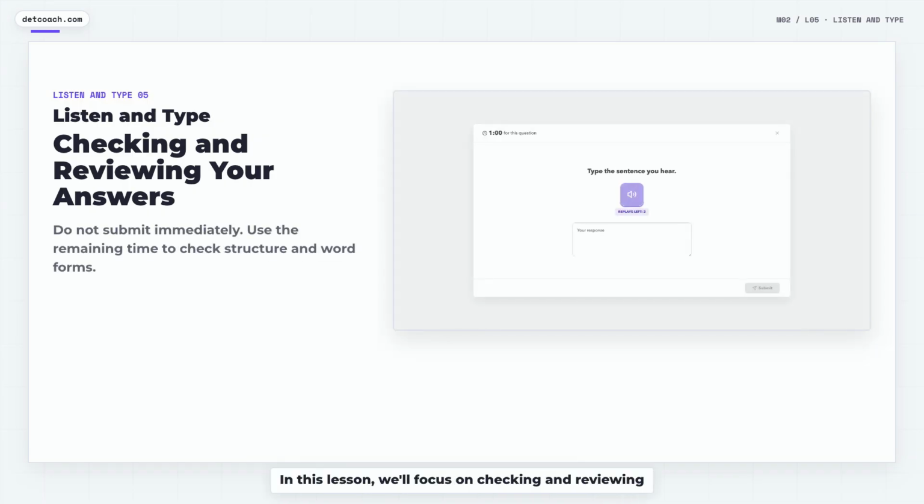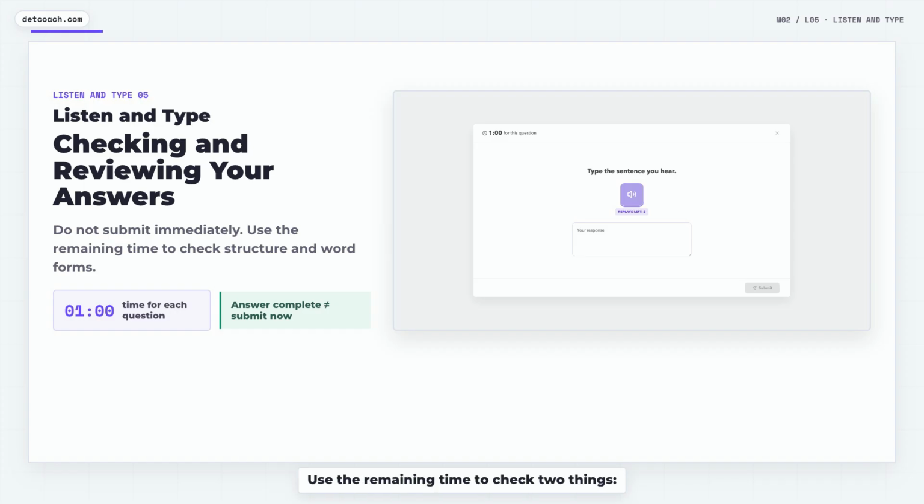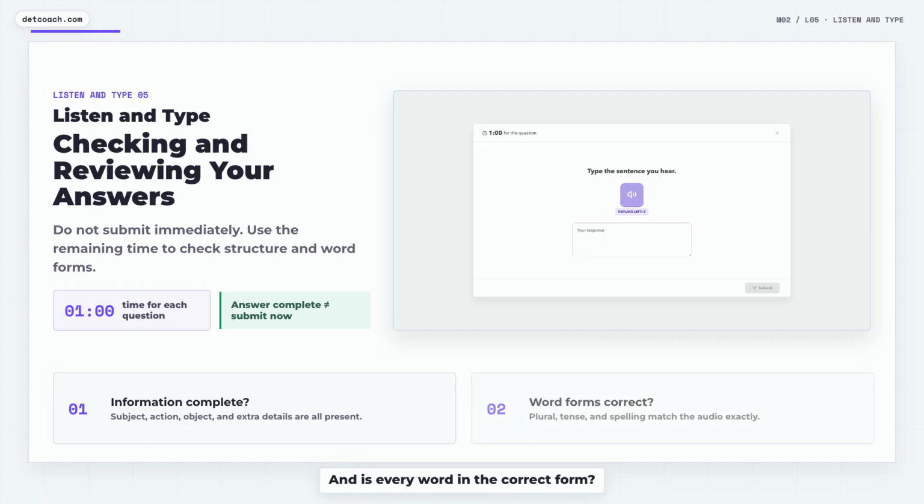In this lesson, we'll focus on checking and reviewing your listen and type answers. You have 1 minute to answer each listen and type question. You will usually have some time left after typing the sentence, so do not submit immediately. Use the remaining time to check two things. Is any part of the sentence missing? And is every word in the correct form?